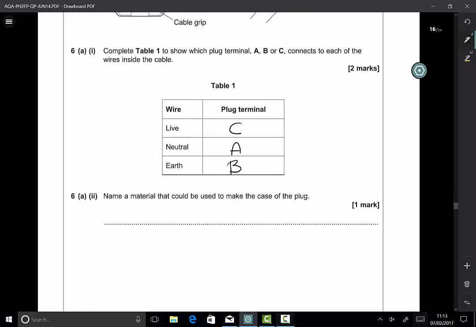Name a material that could be used to make the case of the plug. We want something that's an insulator. Let's go with plastic. Could also go with rubber and get the mark.